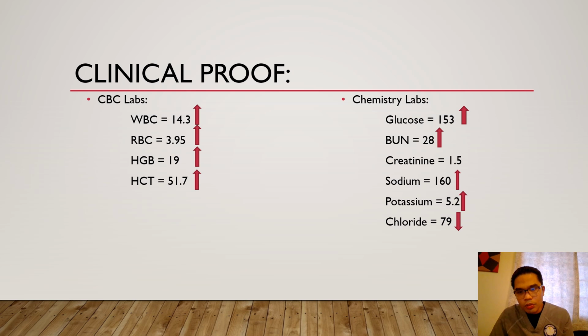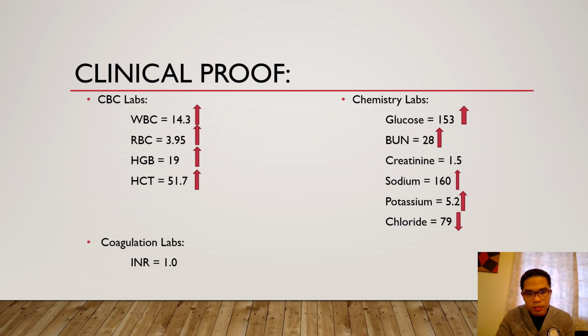So chemistry labs showed glucose 153 since the patient is diabetic, the BUN of 28, creatinine of 1.5, sodium of 160, potassium 5.2, and chloride of 79. So one of the things that I would also discuss with the chemistry labs is the BUN and creatinine. This would indicate that the patient could have an underlying kidney problem since it's increased. And then take note also of the chloride. So why is it decreased? It could be suggestive of the patient's diabetes and his fever and his underlying infection, which are the main cause of the chloride being decreased. So coagulation labs is INR 1.0, which is normal.